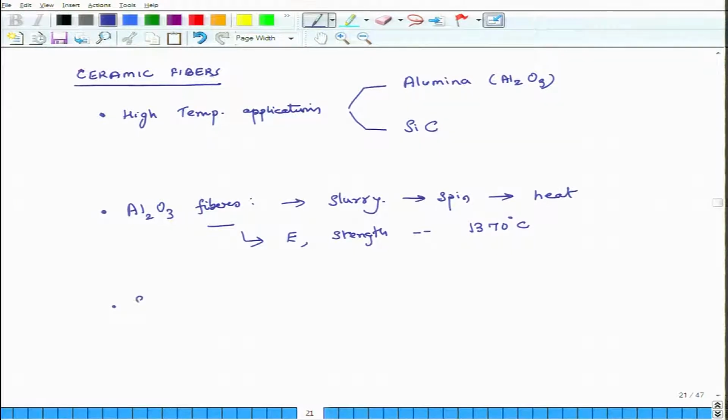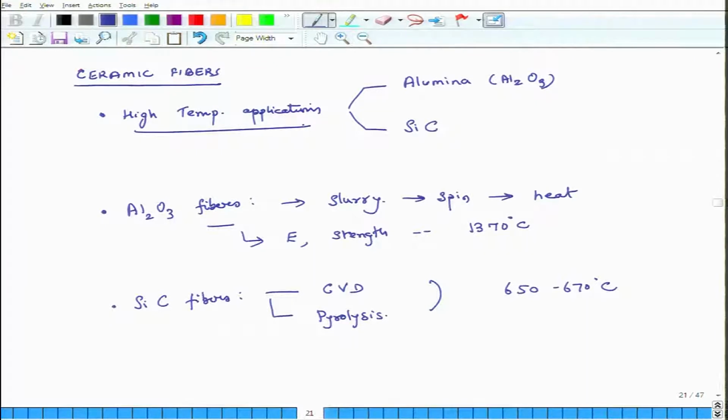About silicon carbide fibers, so what do you do? Either these are made from CVD process, which is chemical vapor deposition, or they are made from the process known as pyrolysis, and we have discussed this earlier. And these fibers, they can retain their strengths up to 650 to 670 degrees centigrade. Where do you use these?